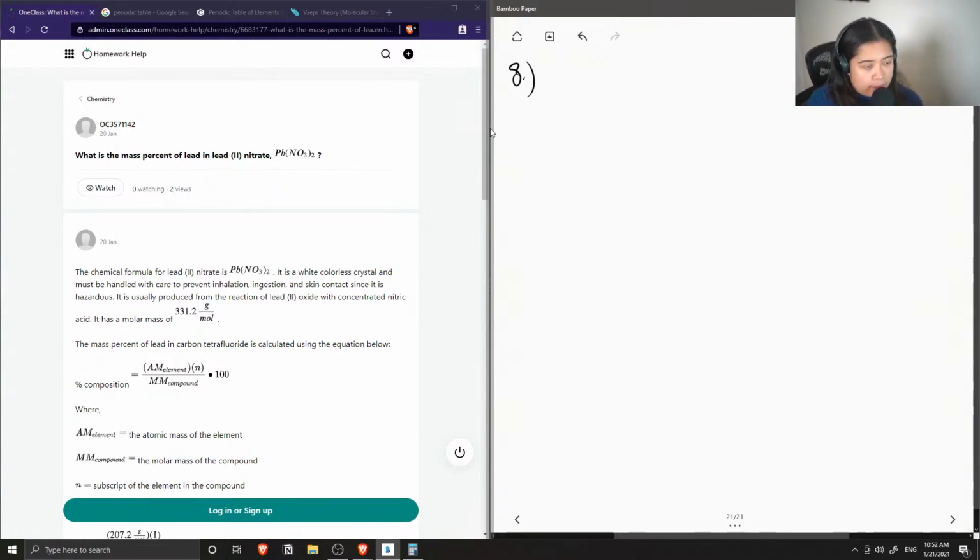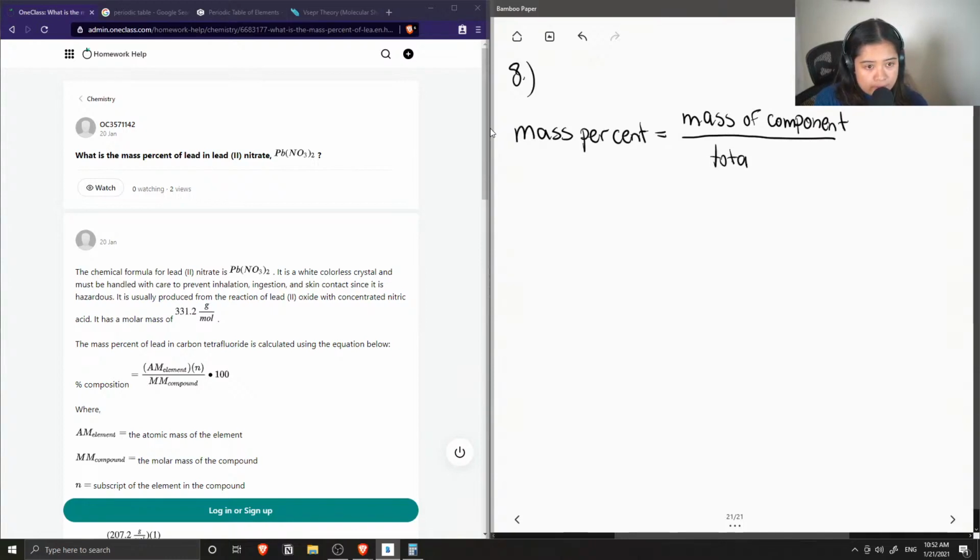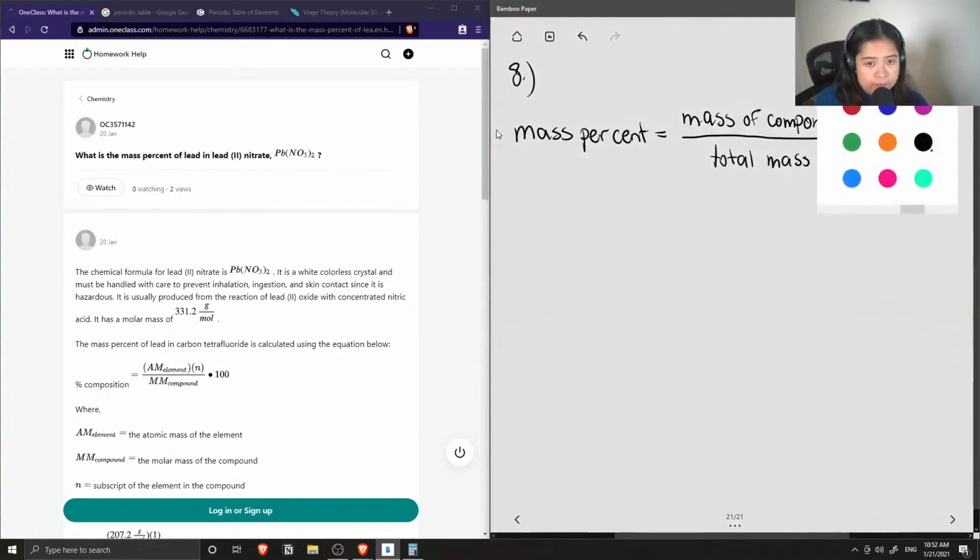Okay, so first let's write the equation for mass percent. Generally, your mass percent is equal to the mass of your component divided by the total mass of your mixture, multiplied by 100. So for this question, we need to find the mass percent of lead in lead nitrate.